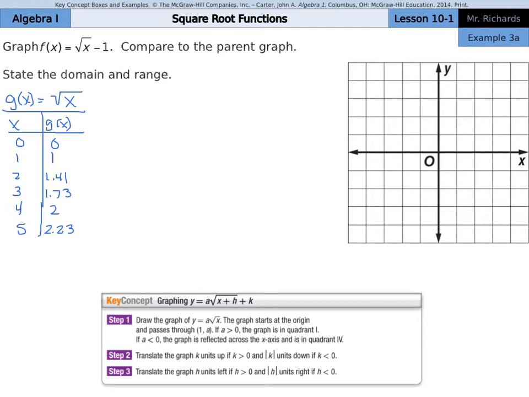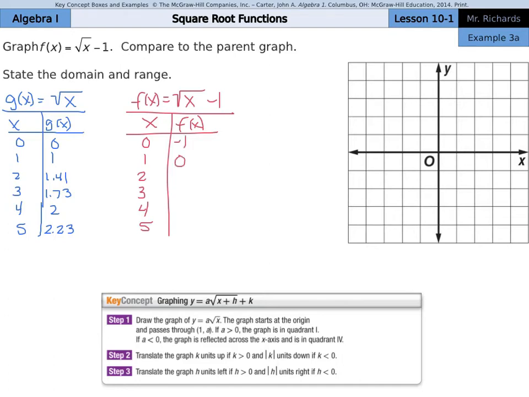We'll now compare that to our f of x equals the square root of x minus 1. And when we make our chart, we have x and f of x. We can use the same numbers for x, 0, 1, 2, 3, 4, and 5. And the results are negative 1, 0, 0.41, 0.73, 1, and 1.23. And when we just compare the numbers, they all look like they got smaller by, well, 1.